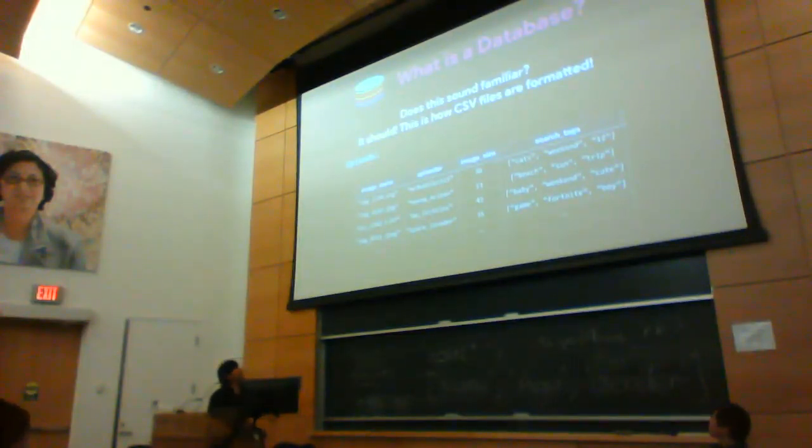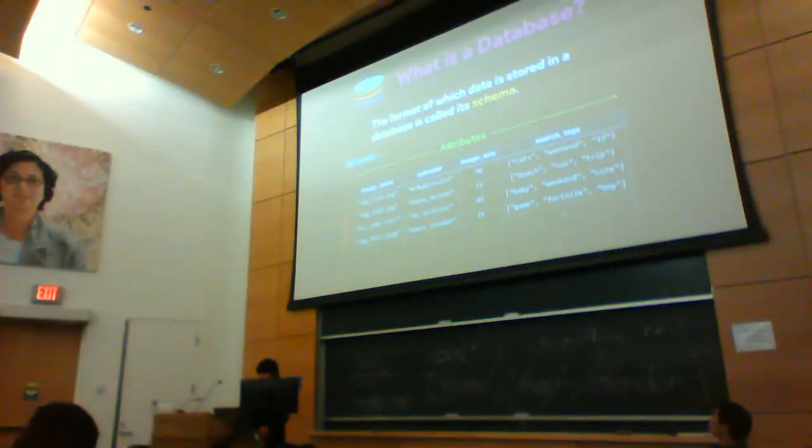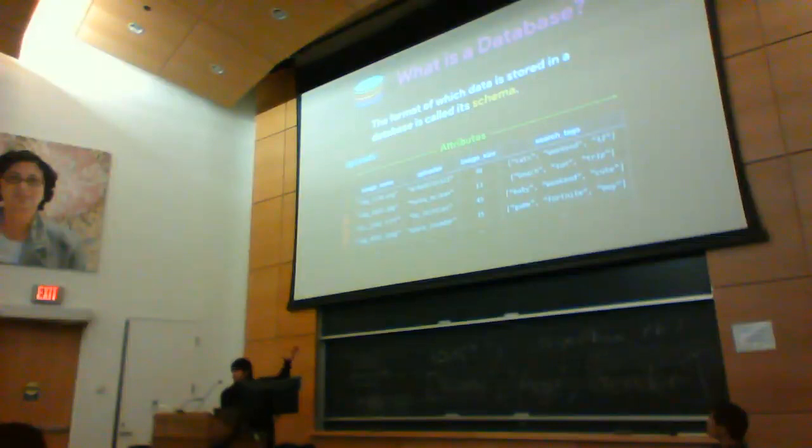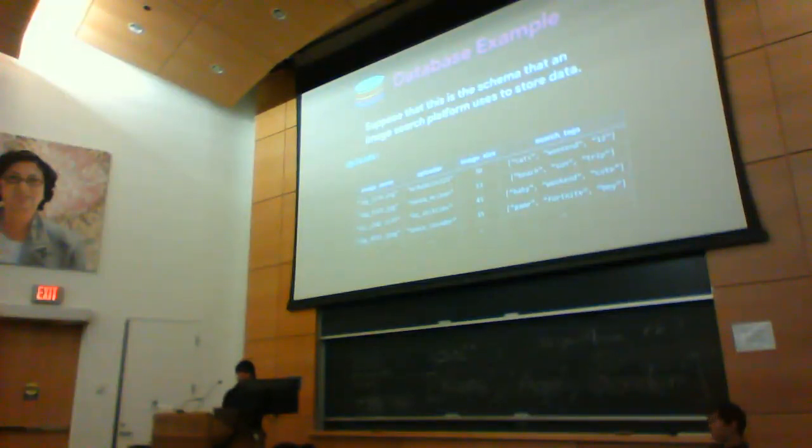And I'll just give an example. So in this case, we have this table called uploads with the attributes image name, uploader, image size, and search tags, and these entries. The dots represent more entries that we're not going to talk about. So we're going to consider these ones. So suppose that this is the schema used by an image search platform, something like Google Images. How do we search for all the images that contain the tag weekend?